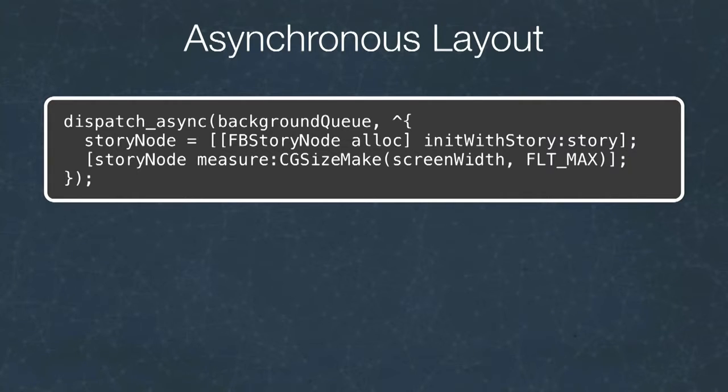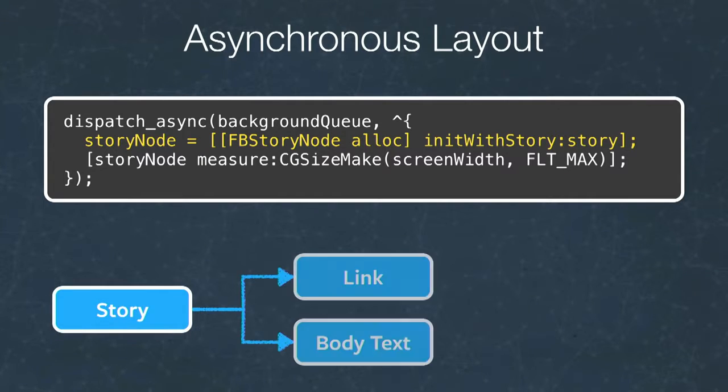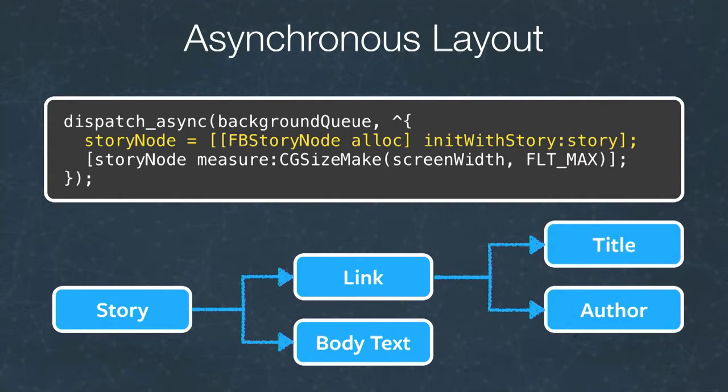So we have a background queue here, and we run this line that simply allocates an object called FB story node, which is the overall story. What this does is simply go through, just like creating a view hierarchy, and set up this hierarchy of nodes, calling add subnode along the way.